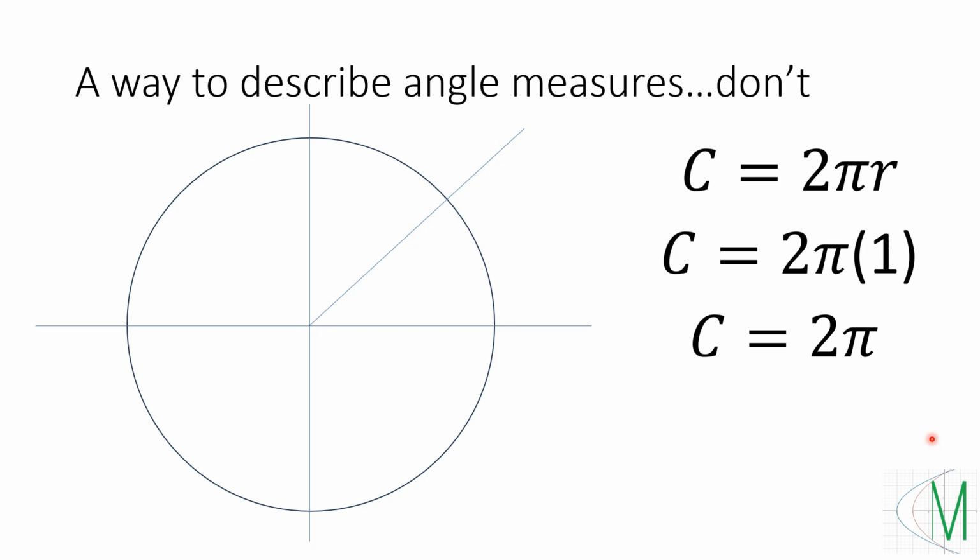Well, if you think about what radians are, one full rotation around the outside of the circle is 2 pi radians. That's because that's one full circumference of the circle. So if you go all the way around the outside of the circle, that's the circumference. That's also the radians.